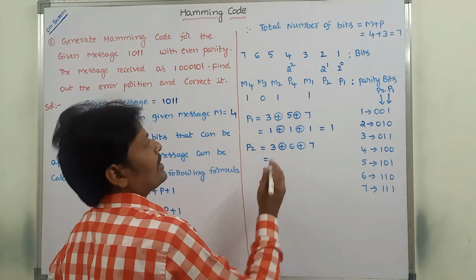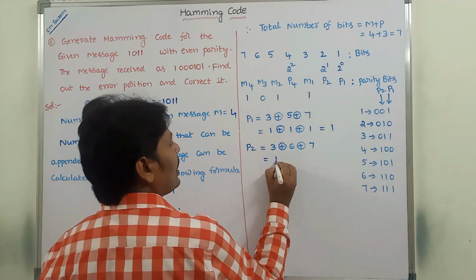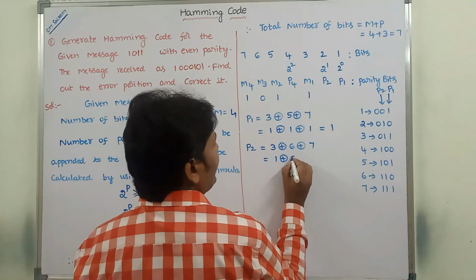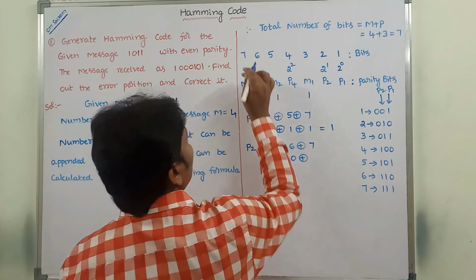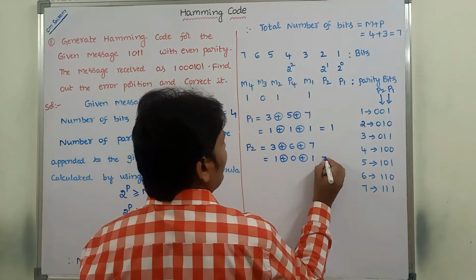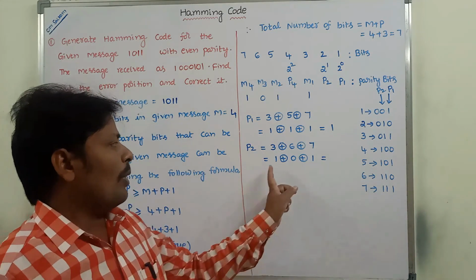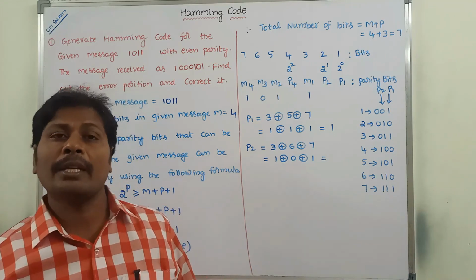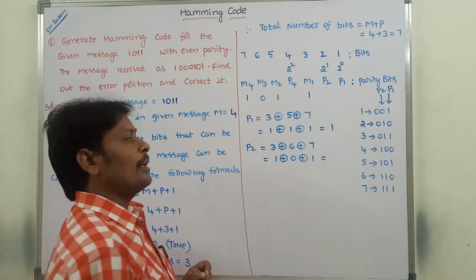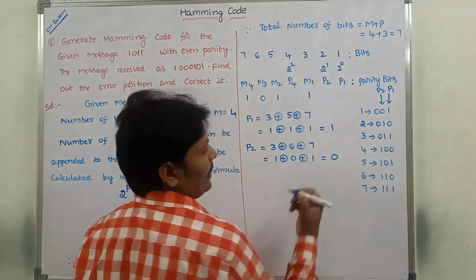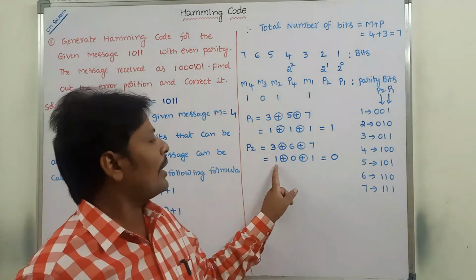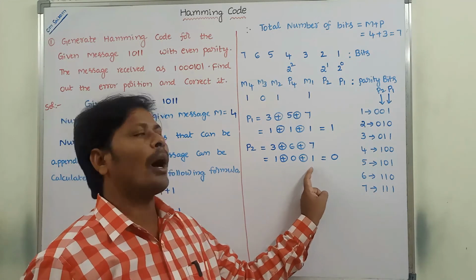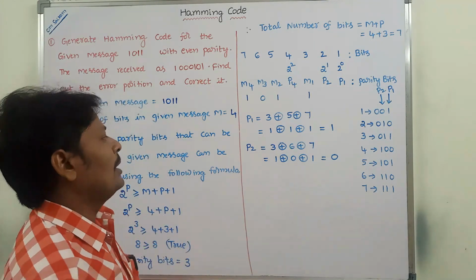So what is the message bit value at third? 1. What is the message bit value at 6? 0. What is the message bit value at 7? 1. So 101 is already in even parity, so we have to append 0 as the parity bit. Another way: 1 exclusive OR 0, that is 1. 1 exclusive OR 1, that is 0.